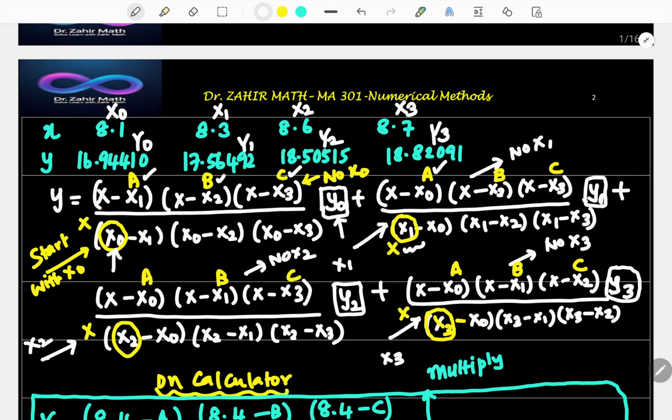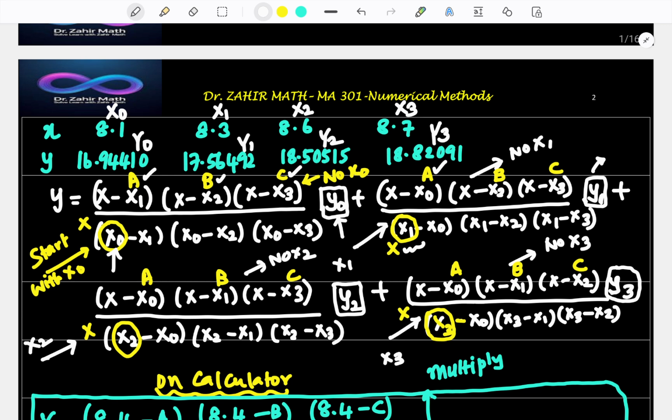So what is your capital X? Which is X1. What is your X1? 8.3. Press equal. It is asking capital Y. What is your Y? This one, which is Y1. What is your Y1? Which is 17.56492. Press equal. Don't do anything for F.